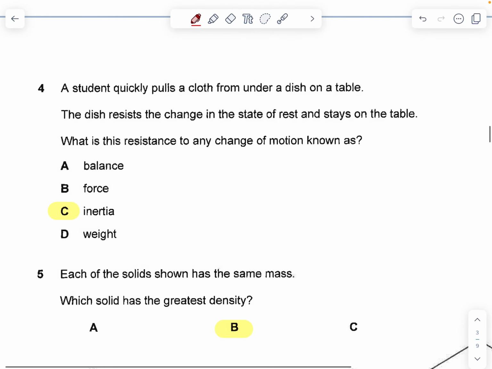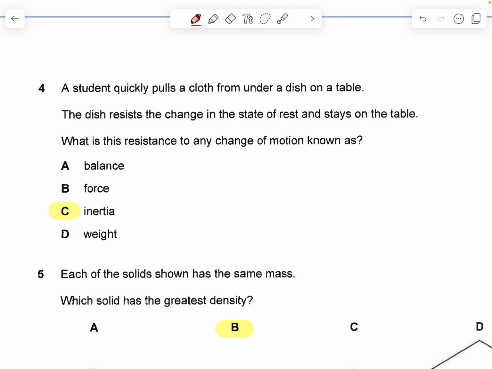Question 4. A student quickly pulls out a cloth under a table. The dish resists the change in state and stays on the table. What is this resistance known as? It's known as inertia, but this is not tested.